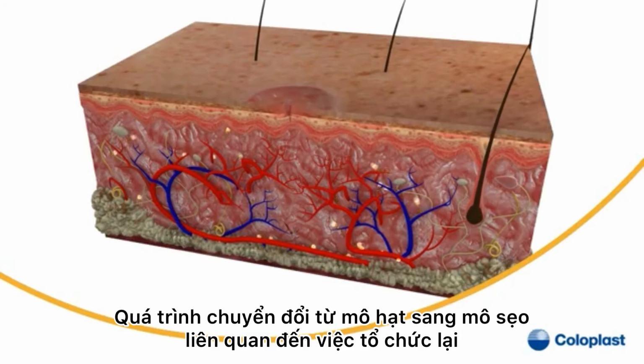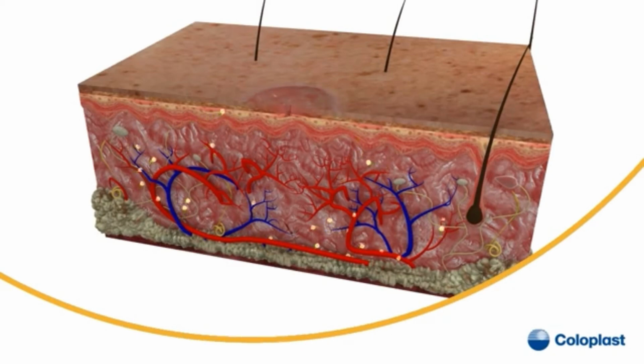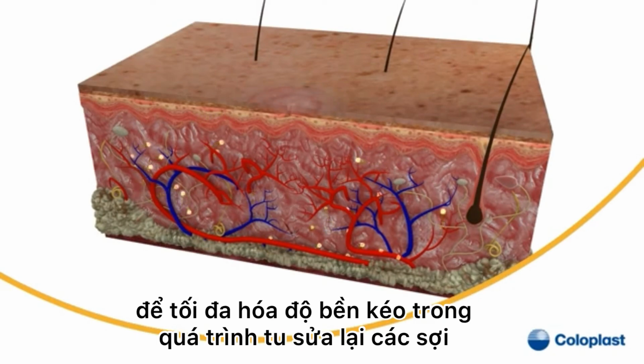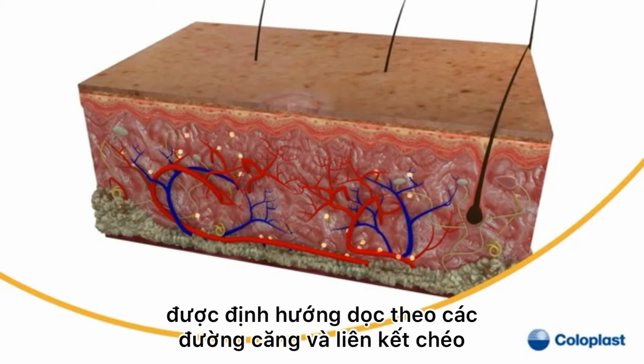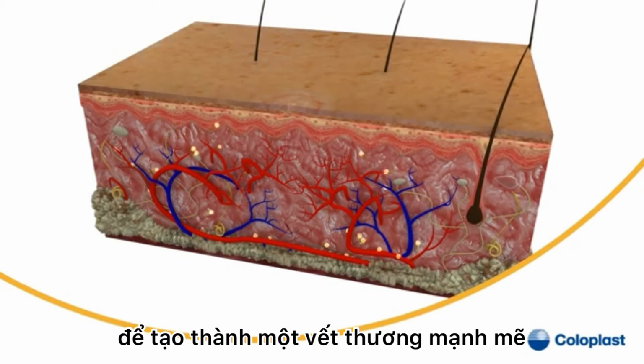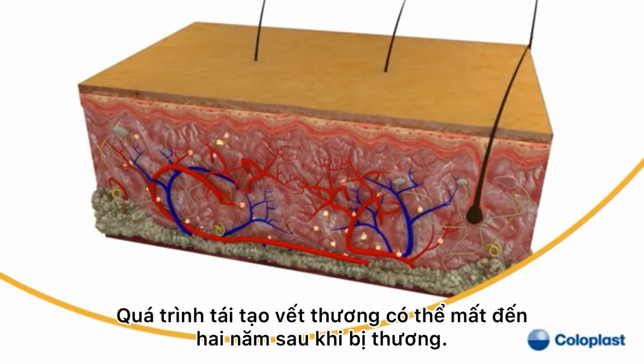Transition from granulation tissue to scar tissue involves reorganization and maturation of collagen fibers to maximize tensile strength. During remodeling, the fibers are orientated along the lines of tension and cross-linked to form a strong wound. Remodeling can take up to 2 years after wounding.